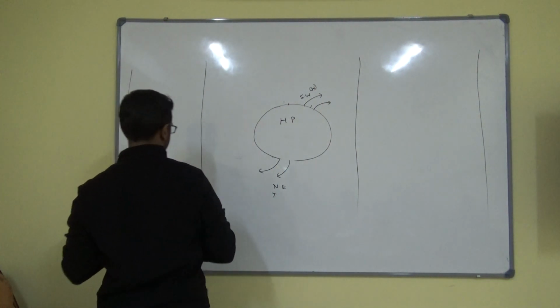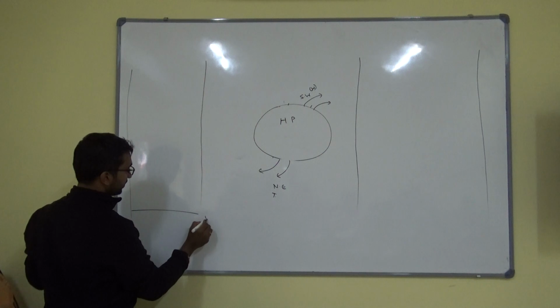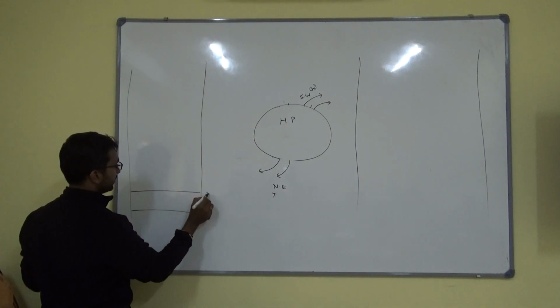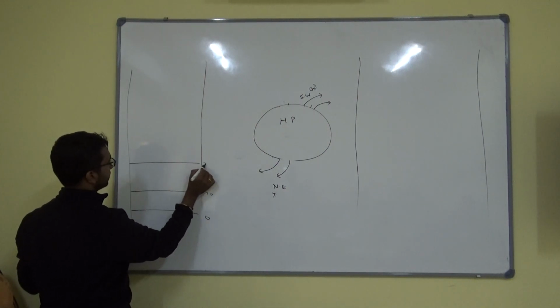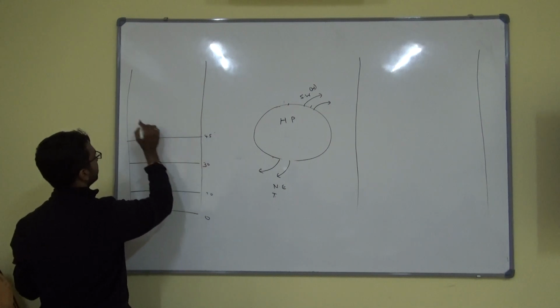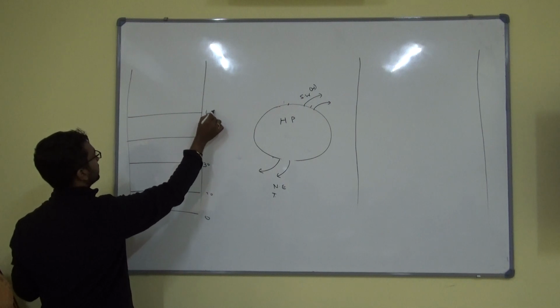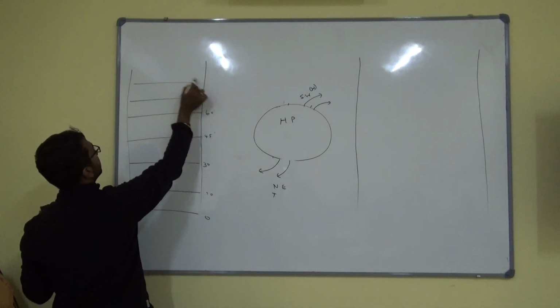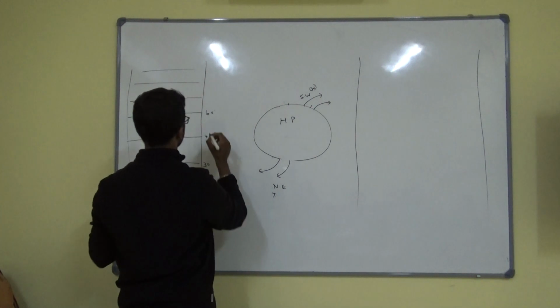Right? Let me say this was 0 degrees. Right? 10 degrees, 30, 45, 60, 70, 80, 90, right?